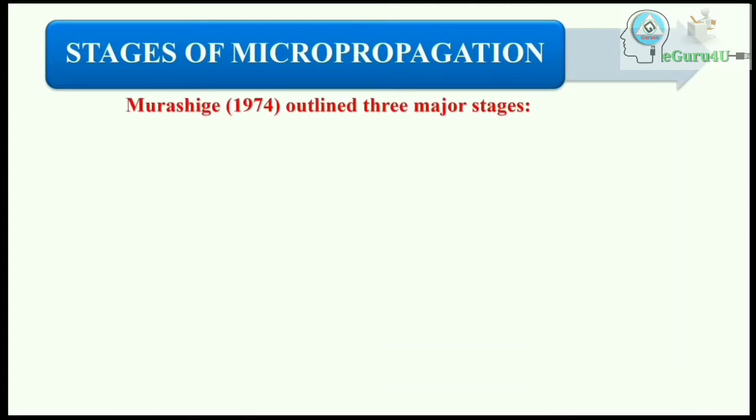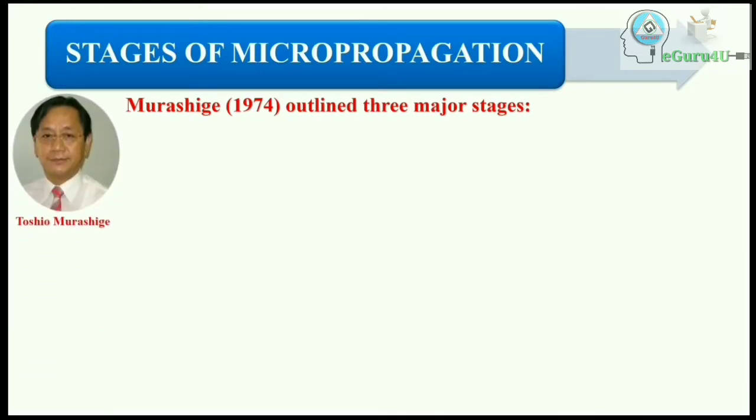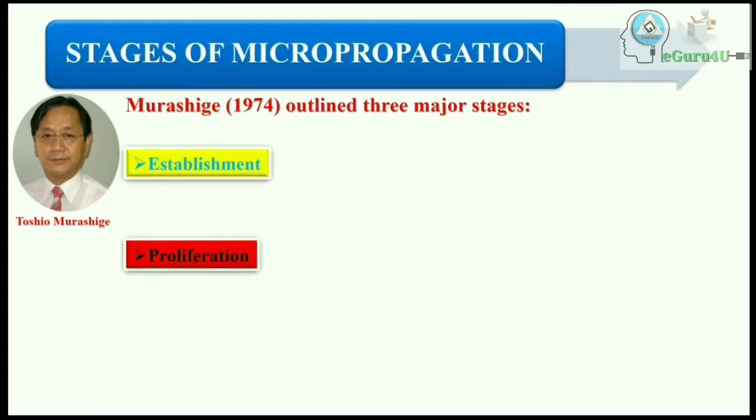Stages of micropropagation. Murashige in the year 1974 outlined 3 major stages. Toshio Murashige is most widely known for his efforts in creating the MS medium. These 3 stages are 1. Establishment stage 2. Proliferation stage and 3. Rooting and hardening.